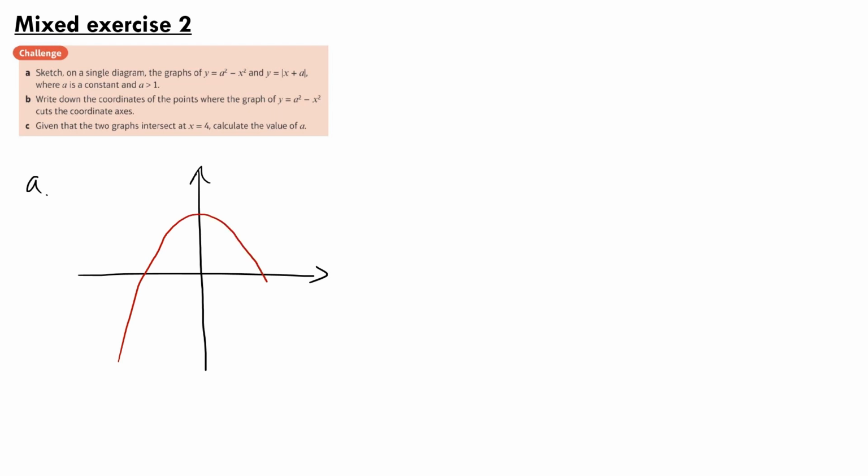we know that it looks something like this, where it's symmetrical about the y-axis, and we know that this y-intercept is going to be a squared, and then the two solutions are going to be a and minus a. Okay, now for the modulus graph, y equals modulus of x plus a, then we're going to have it intersecting the y-axis at a, and then the x-axis at minus a. So we're going to go through this point here as well.